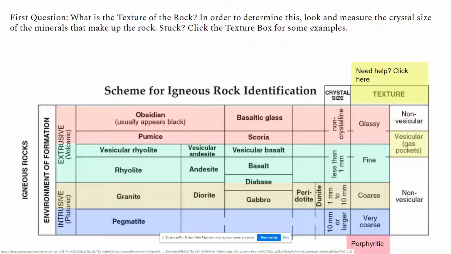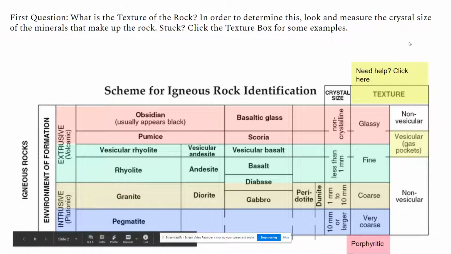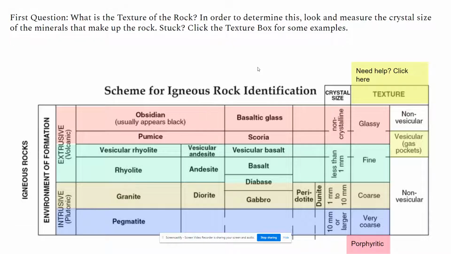The first question we have to ask is, what is the texture of the rock? It says there at the top, in order to determine this, look and measure the crystal size of the minerals that make up the rock. And if you get stuck, if you can't figure it out, we have this yellow box up here, which is need help.